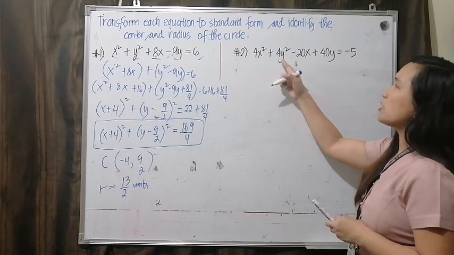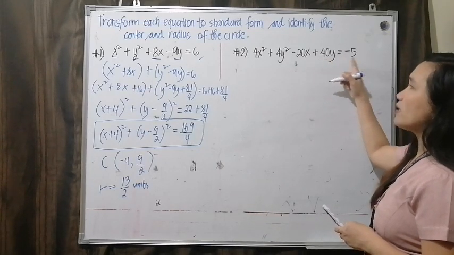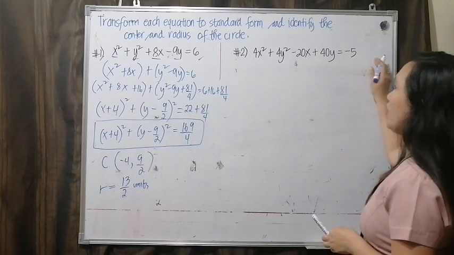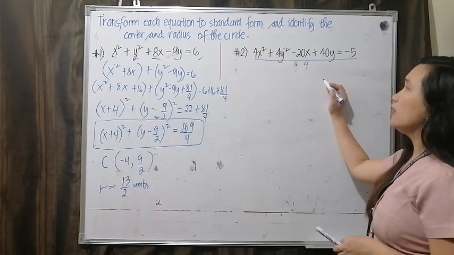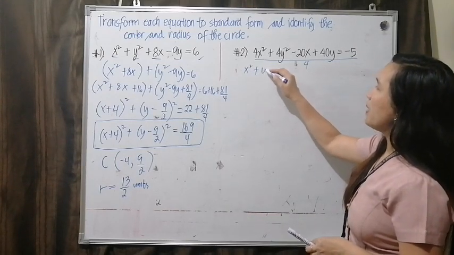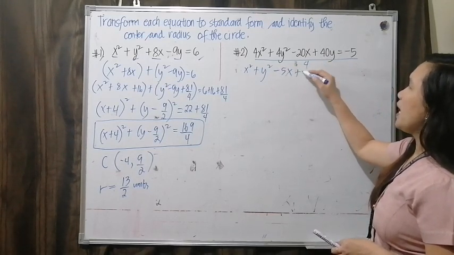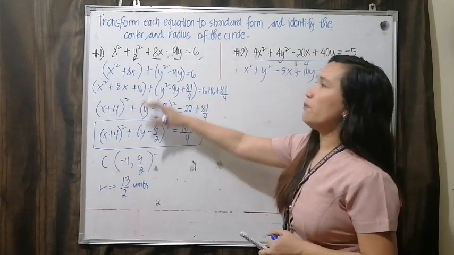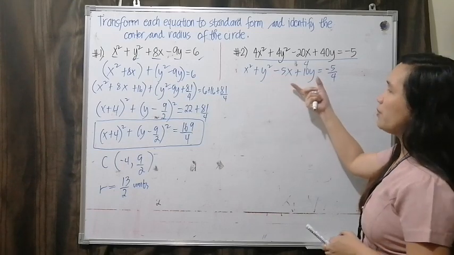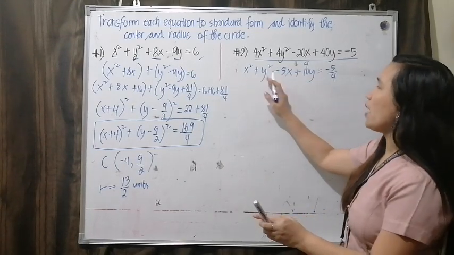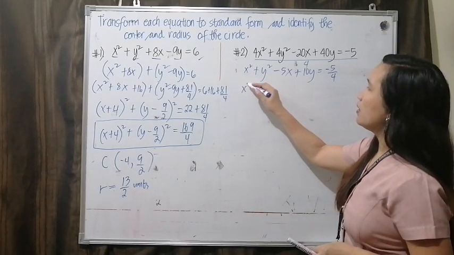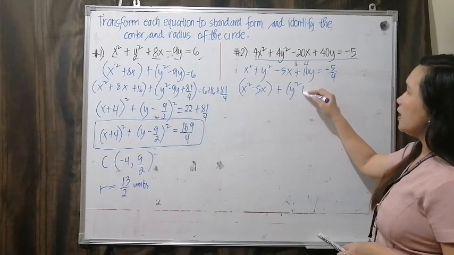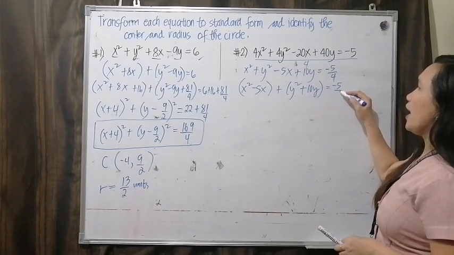We are given 4x^2 + 4y^2 - 20x + 40y = -5. You notice that the coefficient of x^2 and y^2 is 4. So we still have to divide everything by 4. Then we'll have x^2 + y^2 - 5x + 10y = -5/4. The same thing as we did in number 1, we are going to group these terms to form perfect square trinomials, for the x variables and for the y variables. So we have x^2 - 5x, let's group, and then plus y^2 + 10y = -5/4.